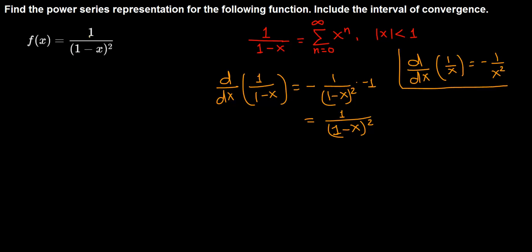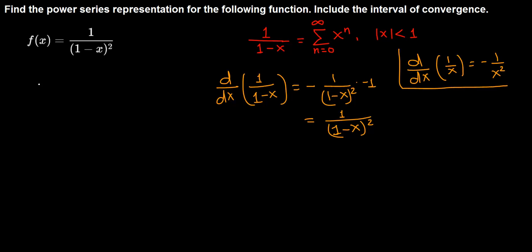So 1 over (1 minus x) quantity squared is in fact the derivative of 1 over 1 minus x, and we know the power series for 1 over 1 minus x. Here you go. Now all we have to do is differentiate this power series, and as we know, we can do term by term differentiation and get the power series for this.